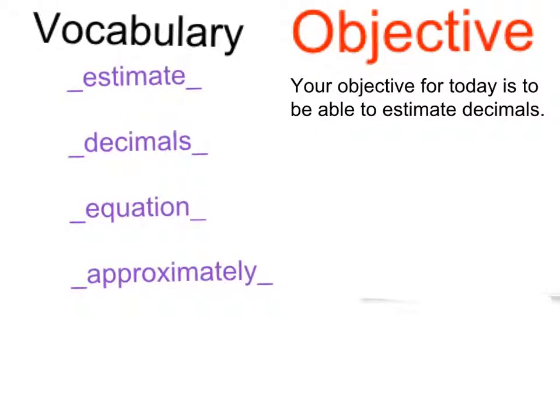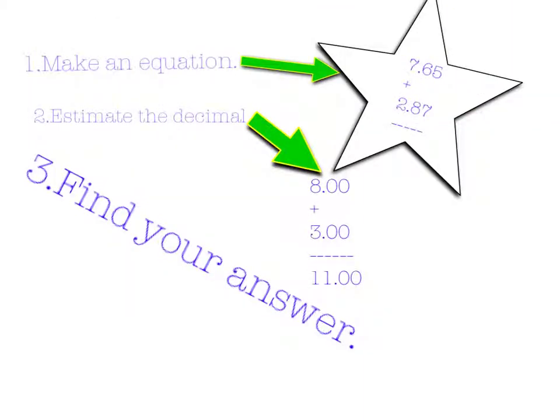Vocabulary: estimate, decimals, equation, and approximately. Objective: your objective for today is to be able to estimate decimals. Make an equation. Estimate the decimal. Find your answer.